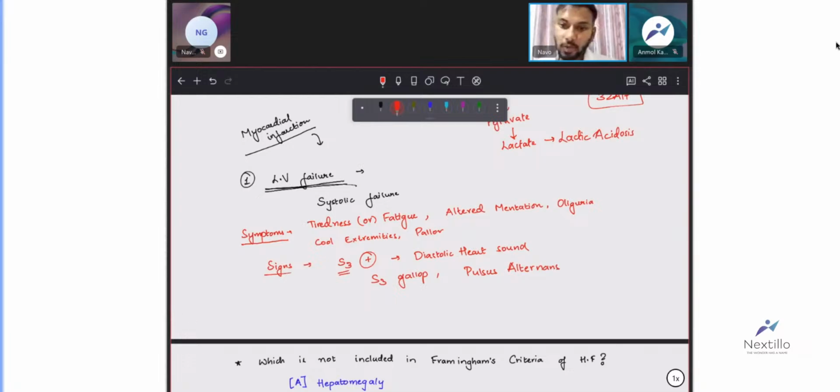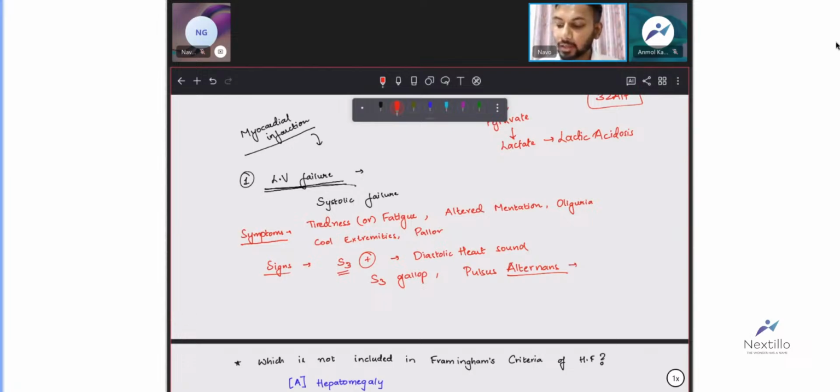You can see pulsus alternans. What is the meaning of pulsus alternans? It is a high and low volume pulse that is alternating. So when you're checking for your pulse, first you will have a good volume, good amplitude pulse. Next, you will have a low volume pulse in the next beat. That is what alternans means. Alternating high and low volume pulse is what is known as pulsus alternans.